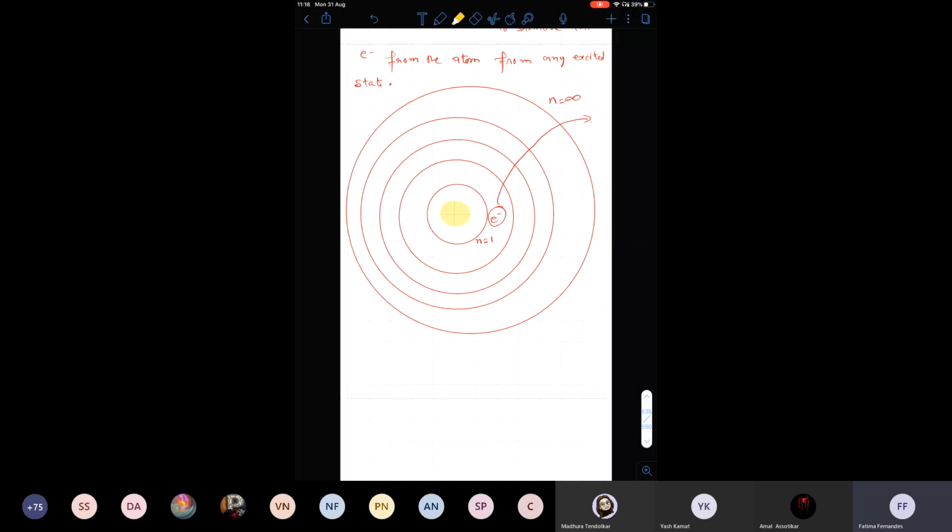How much energy is required? 13.6. Ionization energy, right? Madhura, ionization energy, right? Yes, sir. But if the electron is present here and someone asks you to throw it out, can we apply ionization energy?